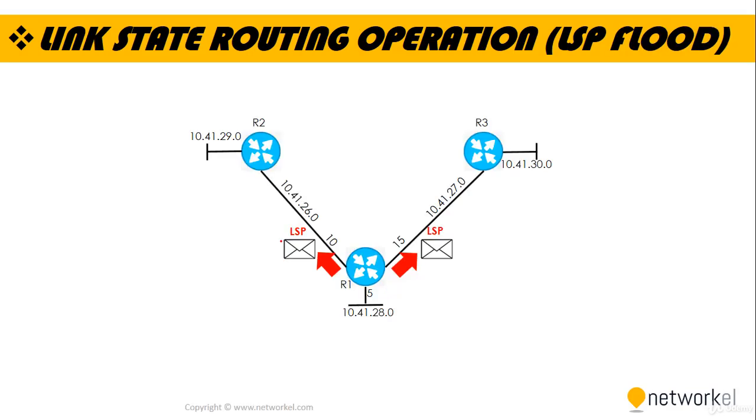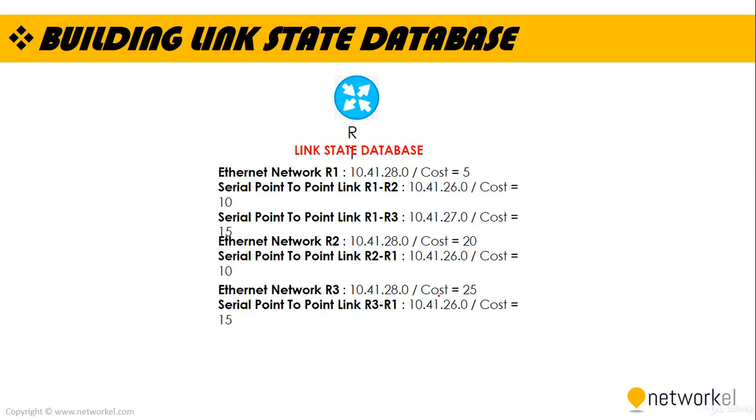In the third step, LSPs are flooded to all our neighbors and stored in a database. And finally, each router establishes a link state database and calculates the best path for destination networks. Best path results are added to our routing table.